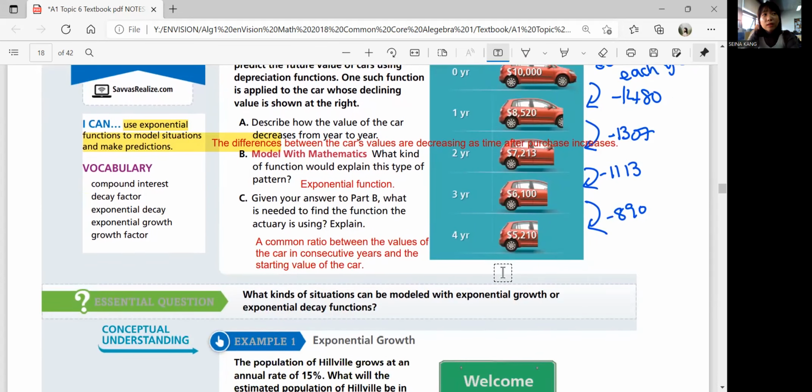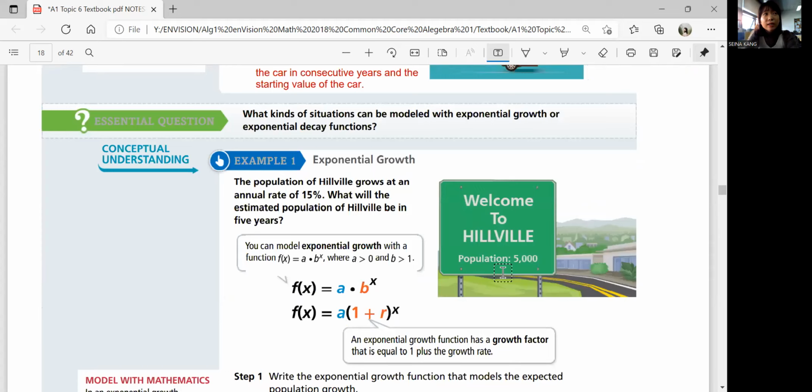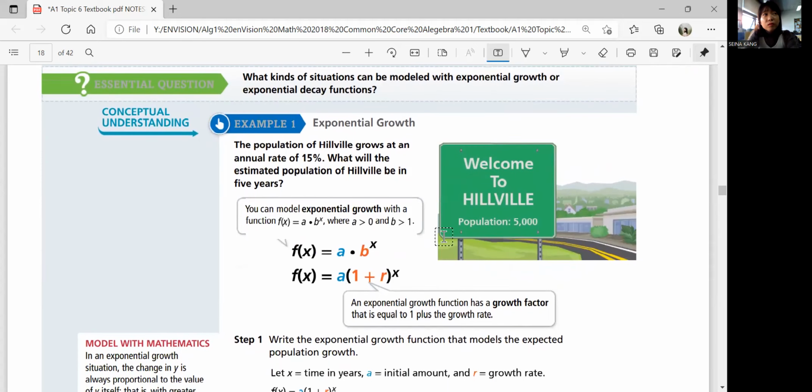Okay, so think about what kinds of situations could be modeled with exponential growth or exponential decay functions. Let's look at example 1. Exponential growth. The population of Hillsville grows at an annual rate of 15%. What will the estimated population of Hillsville be in 5 years? So right now, it says, welcome to Hillsville. Its population is 5,000. 5,000 people live here. And if it grows 15% every year, that means you're going to multiply in order to get how much total the people are next year.